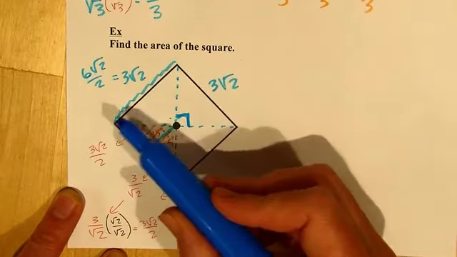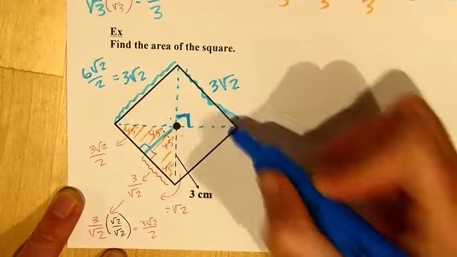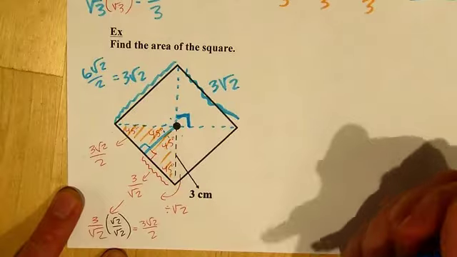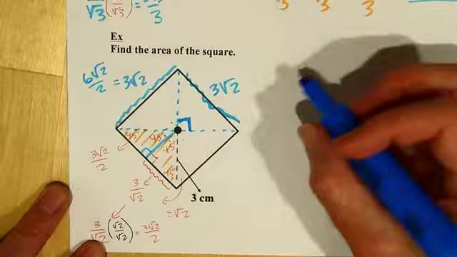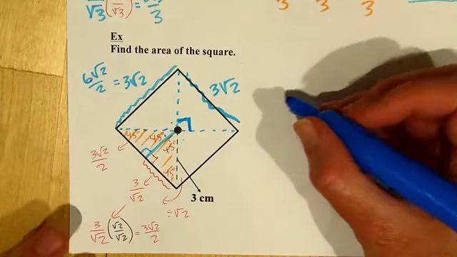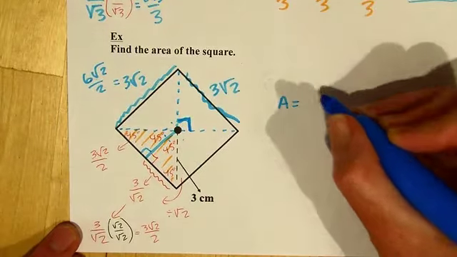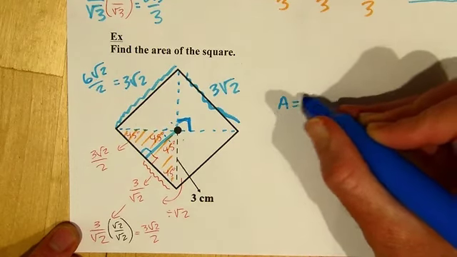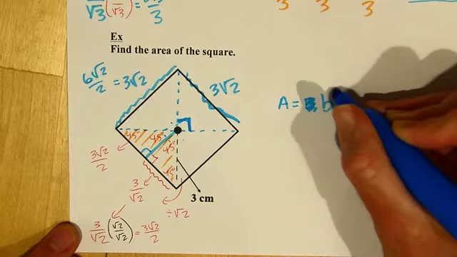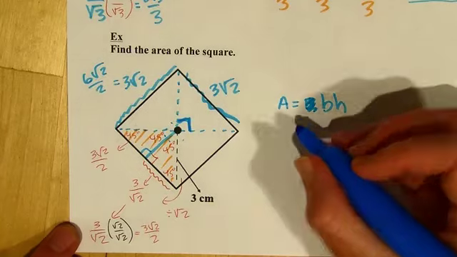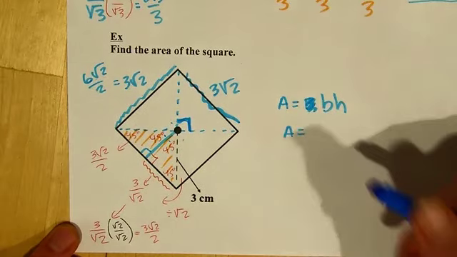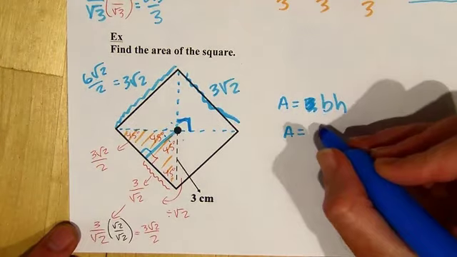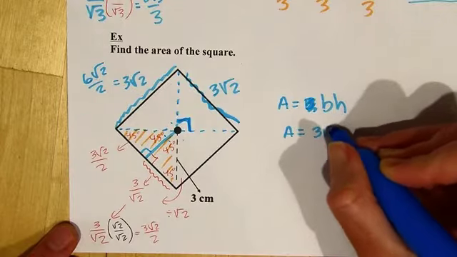And now I've got enough to find the area here, right? Because I've got the base and the height. I've got 2 of the sides of the square, so I just multiply them together. I could find the perimeter, but I'm not going to bother with that. The area of a rectangle is base times height. This is a square, but the base and height are both the same thing here.